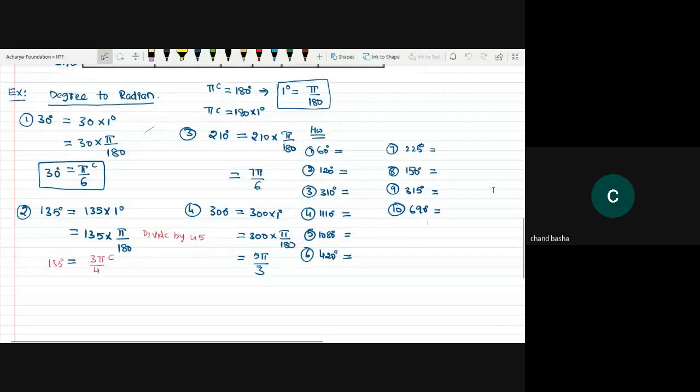Points I have given as yesterday's class homework. Actually, what is the 10th question, sir? Question number 10, 690 degrees, 690.